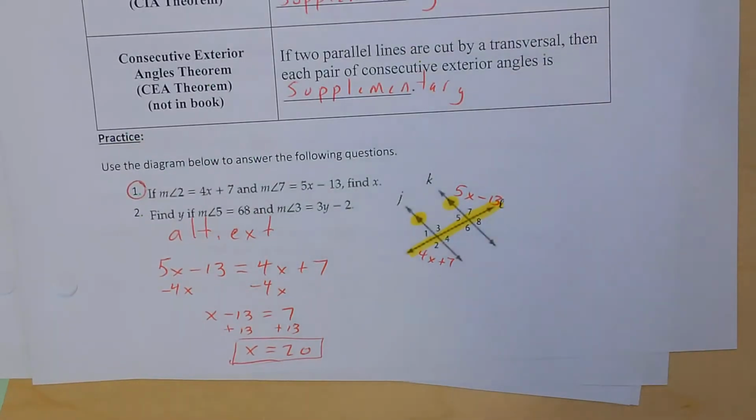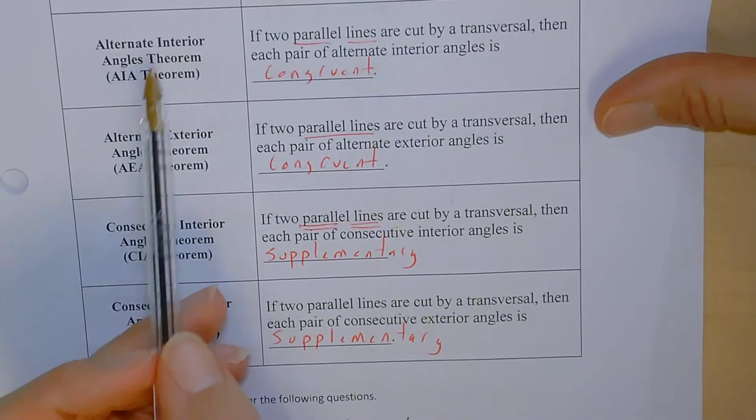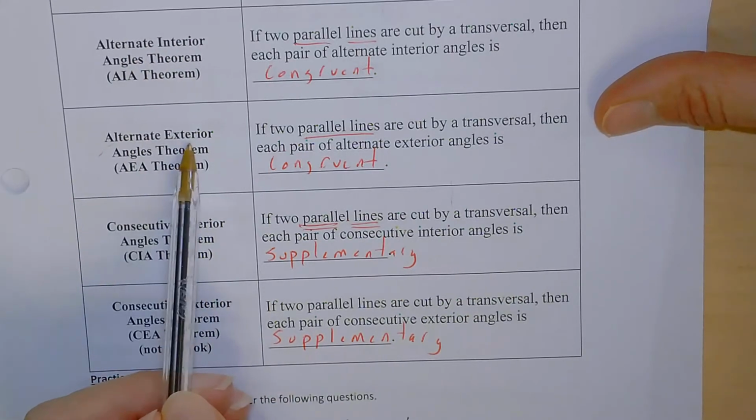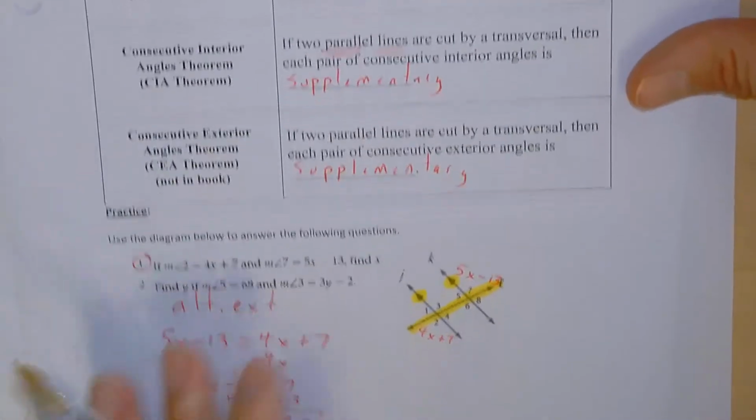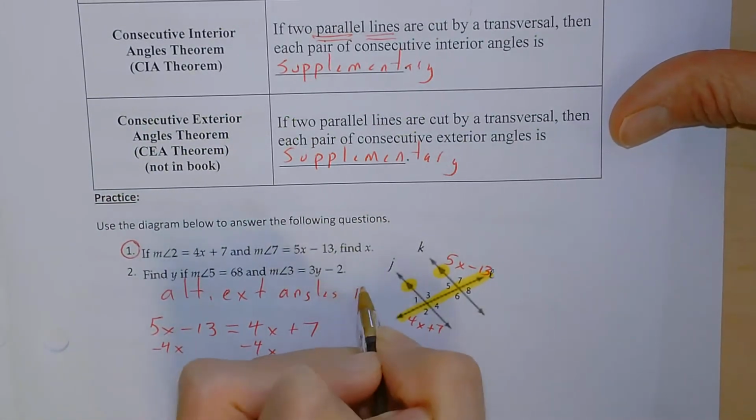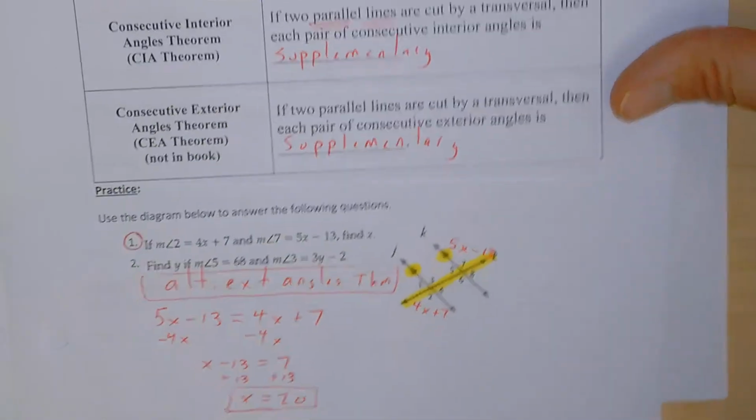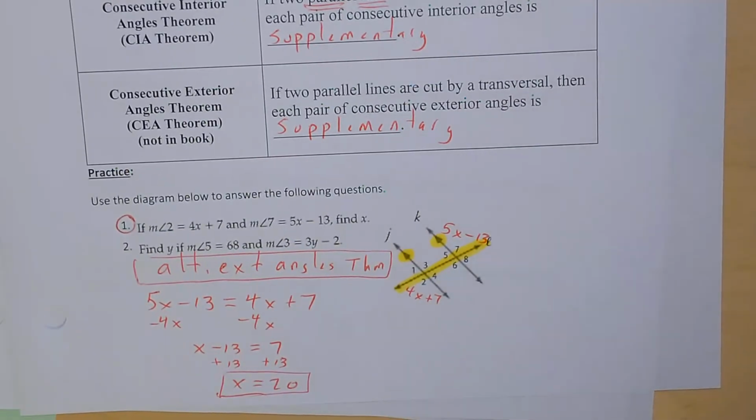Now, it's going to ask you to justify why you think this. So I know they're alternate exterior angles, so I come up here and I look at the name. It's called the alternate exterior angles theorem. So I'm going to complete this. It's the alternate exterior angles theorem. And that is the reason why I know they're congruent. We're going to be using these in proofs, which is why I'm having you do that.